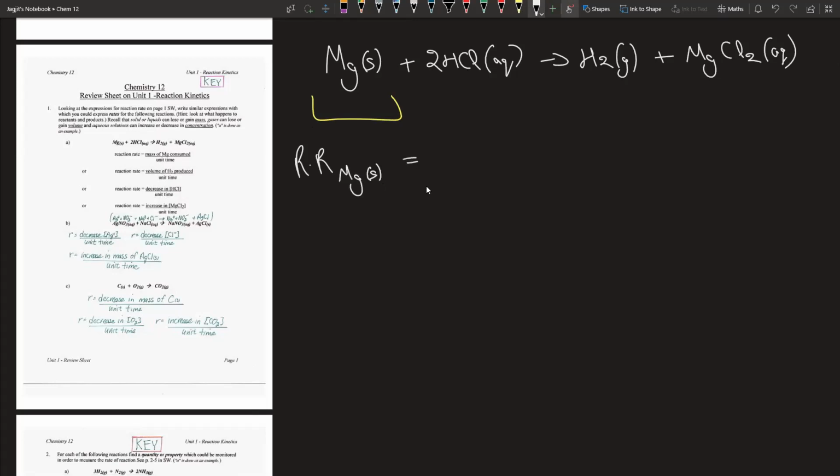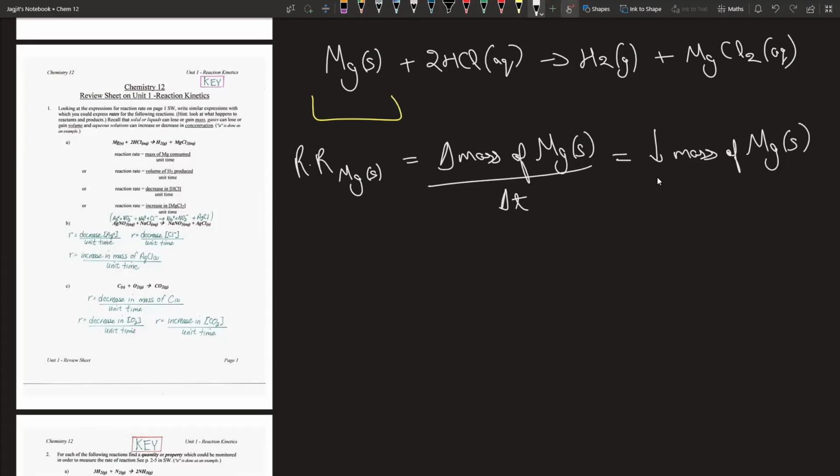As soon as we talk about solid, the first thing that you should remember is mass. When it comes to solids, the first thing we think about is mass. So we can measure this as change in mass of Mg solid over change in time. Now, let's be more specific. It's a reactant, so it will be decrease in mass of Mg solid over change in time. That would be your more specific answer. Does that make sense? So we talked about Mg.